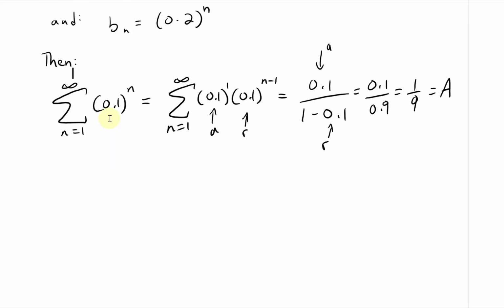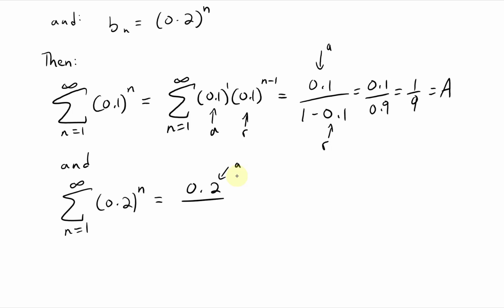All right, so that is for a. Now let's look at the second one. The summation from n equals 1 to infinity of b_n, 0.2 to the power of n. We could do the same thing here, and it's going to be the same. Now 0.2 is our a, and this is 1 minus r, which is the same thing. We could separate it out, and all we're doing is replacing the 1 with a 2. This equals 0.2 divided by 1 minus 0.2, which is 0.8.